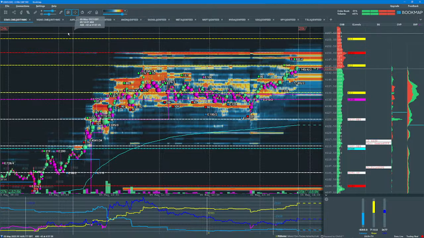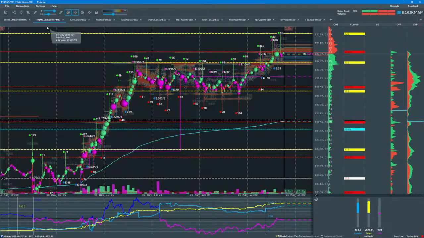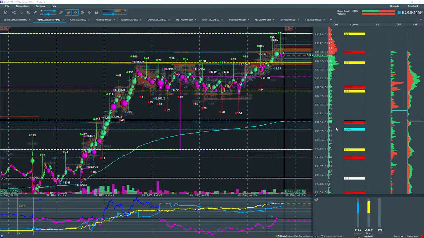All right, so that is ES. And then we looked at QQQ, the gamma levels that are in play for today. And then here's NASDAQ, again trading above the upper edge of the expected move for the day.